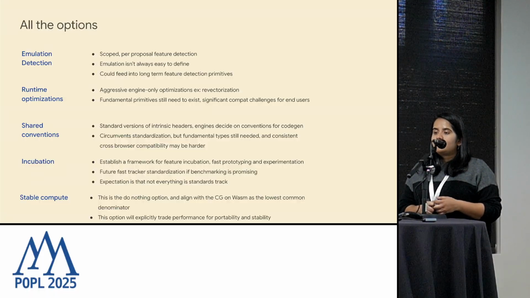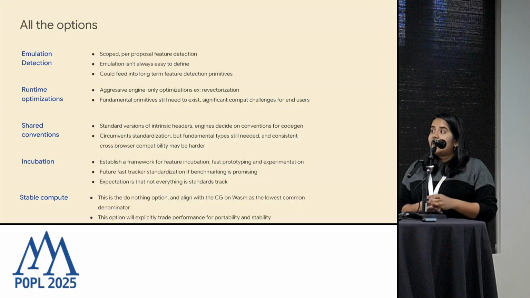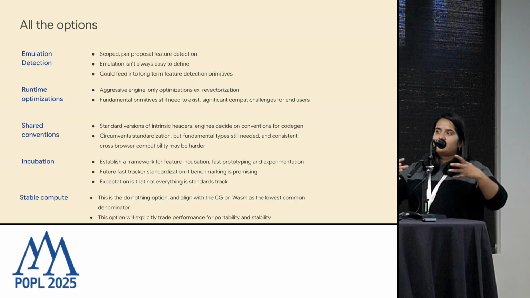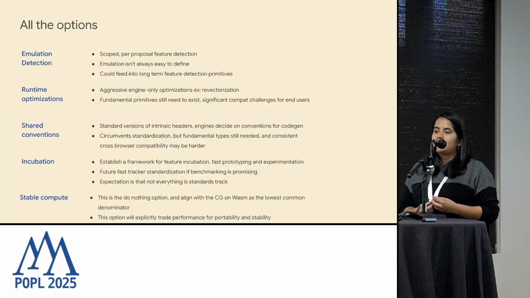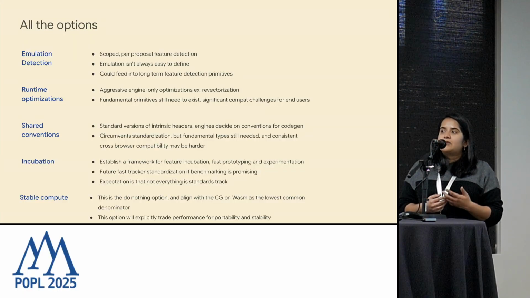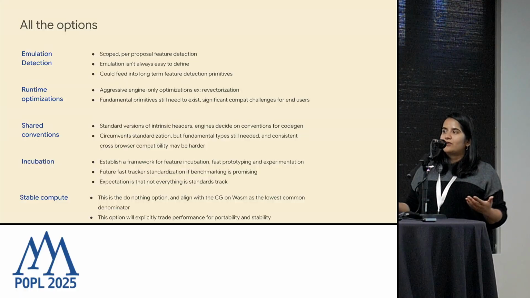So we've talked about this several times in the CG as well, and I just want to talk about a lot of the options. We've talked about emulation detection. So you have scope per feature. You have a feature, and then per feature you can decide whether it's emulated or not. And could long-term feed into feature detection. But the problem with something like this is emulation detection isn't always easy. Where do you draw the line?